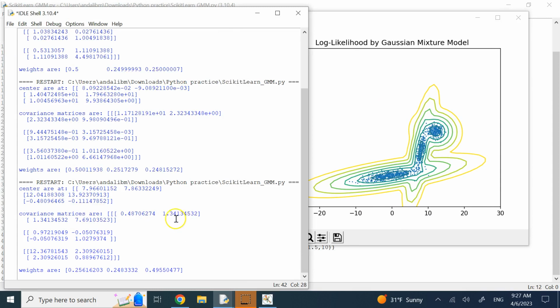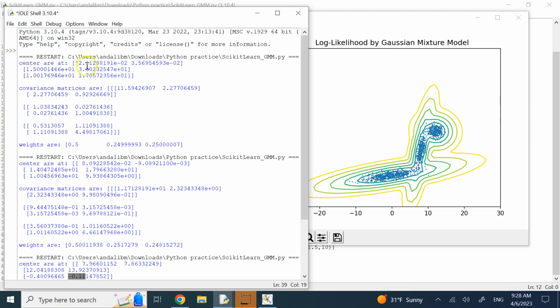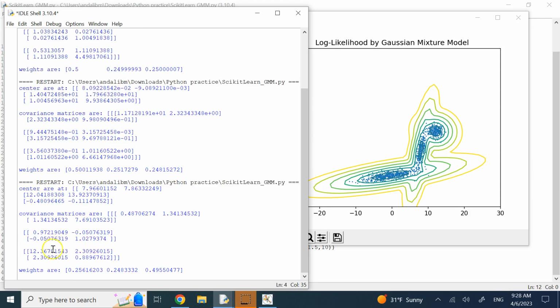Now if you look, this center is at 7.96 and 7.8, so it was 8 and 8. So you see now this number is starting to get off a little bit. This one that was almost 0 and 0, now you see is 0.48 and 0.11. Remember here, that number was what? 0.02 and 0.03. Now look at it.